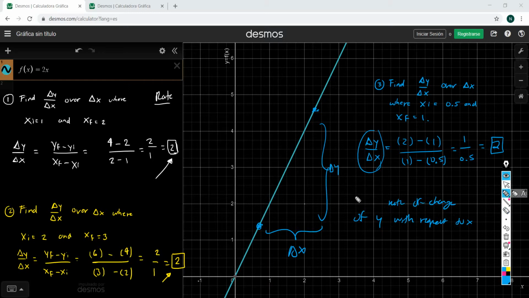But that's the problem. The problem is that most functions are not like this one, and you will see the need to add the word average when we do the same thing for other, more complicated types of functions, like we will see in a moment.